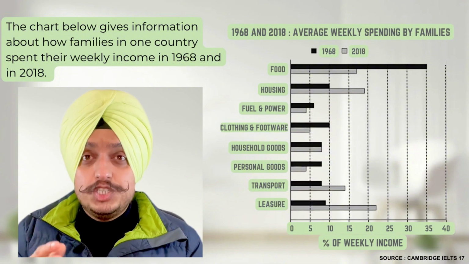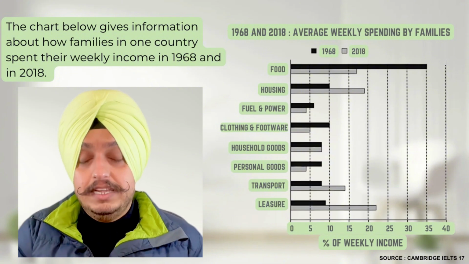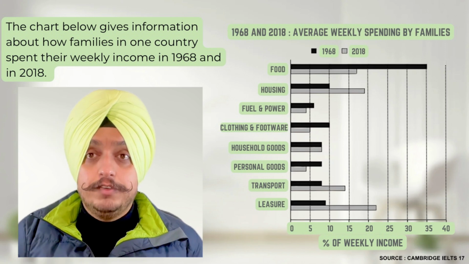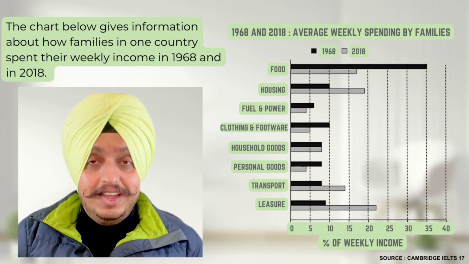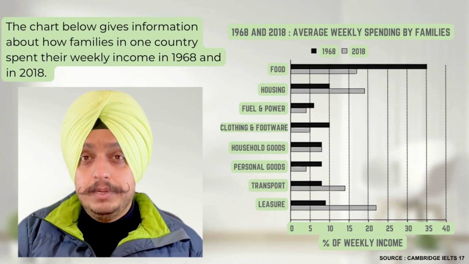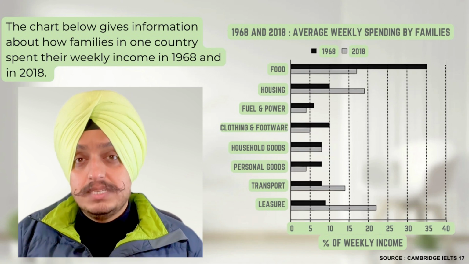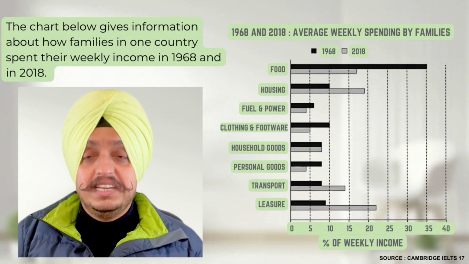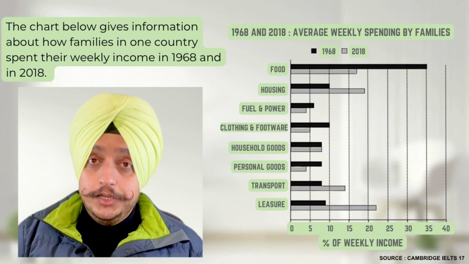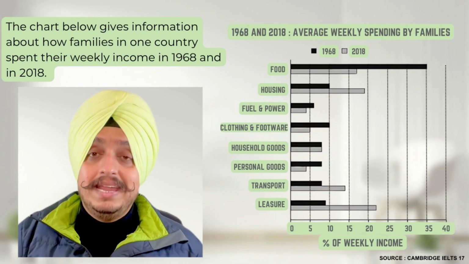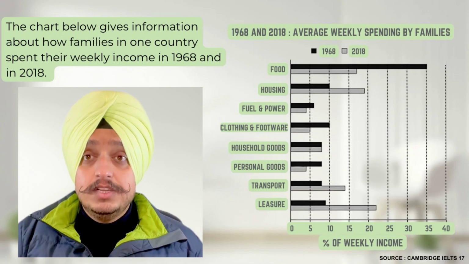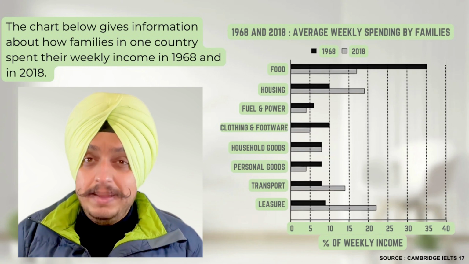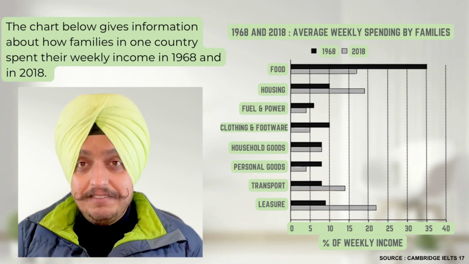So food expenditure dropped significantly from 35% to around 17%. Expenditure on clothing and footwear decreased from 10% to 5%. Expenditure on personal items decreased from 8% to just over 4%. And fuel and power cost also experienced a slight decrease of almost 2%. Now, what remained the same? That's our final step. So we can clearly see that expenditure on household goods remains stable at approximately 7%.